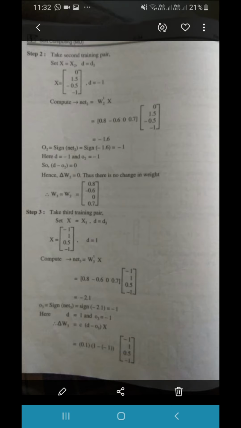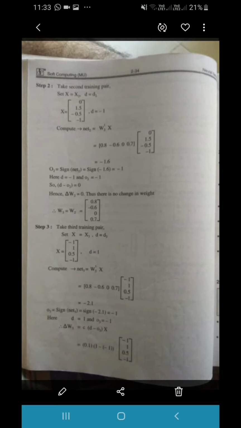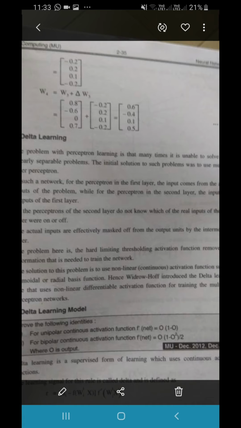So just calculate delta W3. Delta W3 is C into D minus O of I into x. This multiplication will give us a constant. We multiply each element of the matrix with that constant, and once we have found this, we go to the last step. For the last step we have to calculate W4. W4 is W3 plus delta W3. We have W3, and delta W3 we found with this step. Just do the simple matrix addition, and we have found W4, and the sum is done.